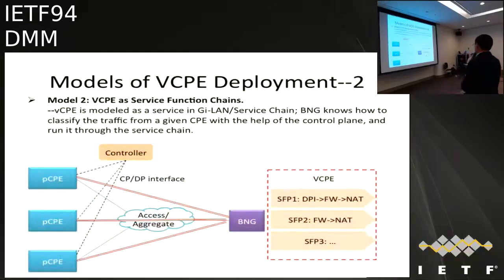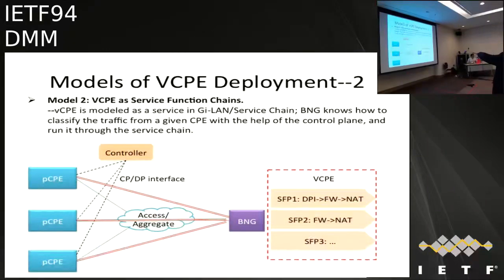The second one is the virtual CPE as a service function chaining solution. Then you can have the BNG as a classifier, and you do not necessarily need to virtualize the CPE, because if you have 10,000 physical CPEs, then you have to use tens of thousands of virtual CPEs on the other side. That will be really performance challenging. But if you use a classifier, then you can skip the too many virtual CPEs over there.